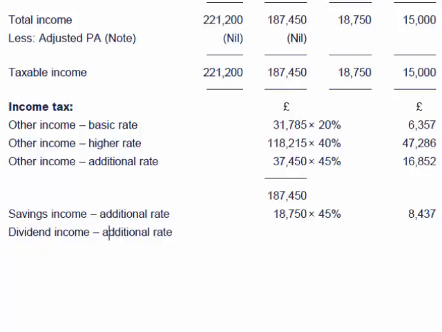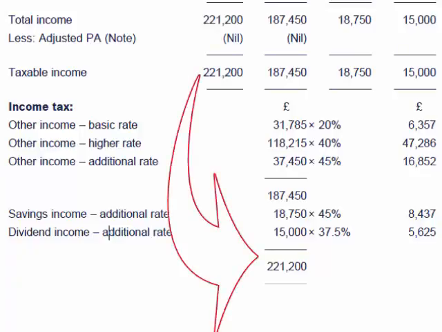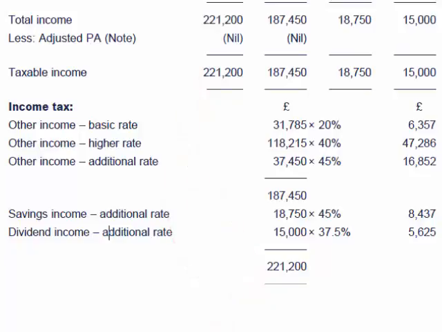We then tax the dividend income, and again, once you're up there, you stay in the additional rate band. Dividend income was £15,000, and that will be taxed at the additional rate for dividends, which is 37.5%. That gives us an income tax liability on dividend income of 5,625, and we can now see that we have taxed the full £221,200 of income. That was the taxable income that we had in total, so that's the amount we needed to tax. We've done that, and we can add up our income tax liability.